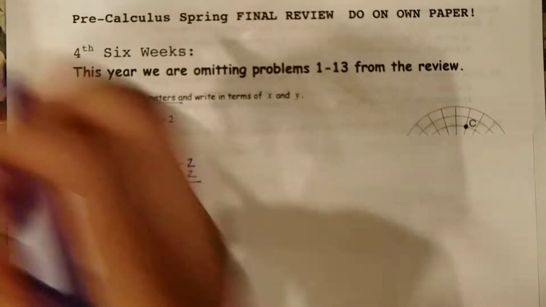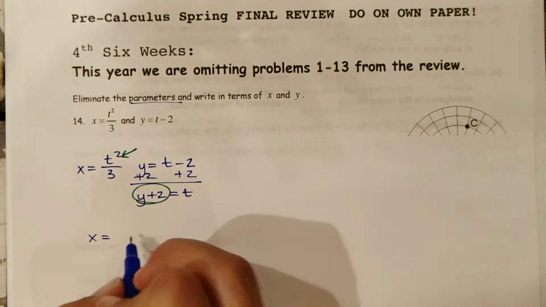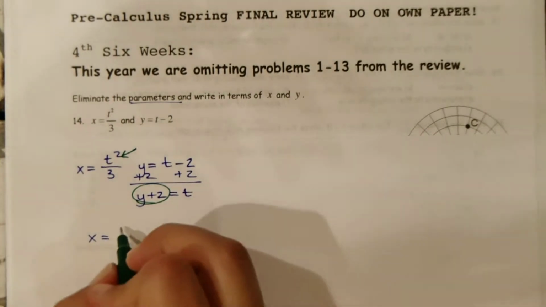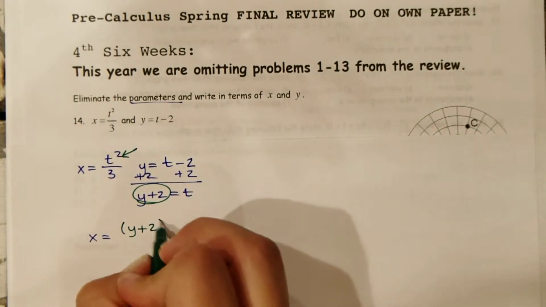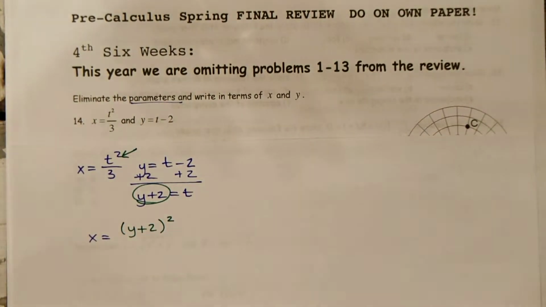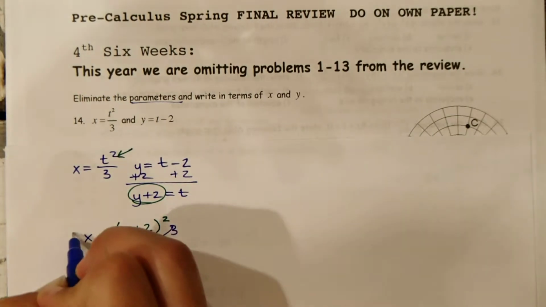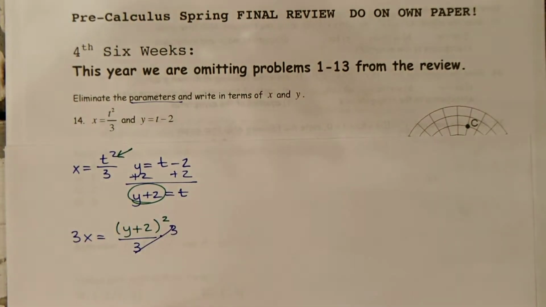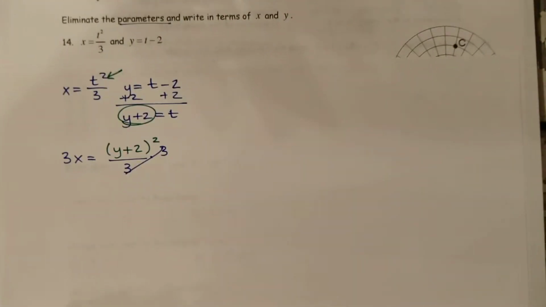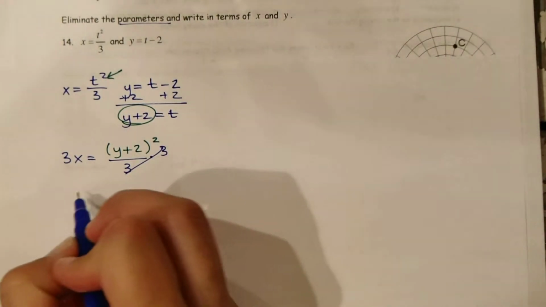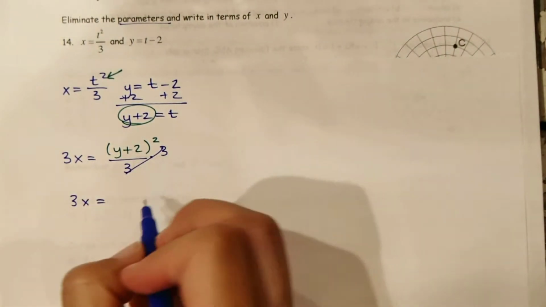So we'll say x equals y plus 2 squared, that was the t squared, over 3. And now we can just evaluate it and solve. So let's do this. Let's first multiply by 3. Multiply by 3. And then we're going to have 3x equals y plus 2 squared.